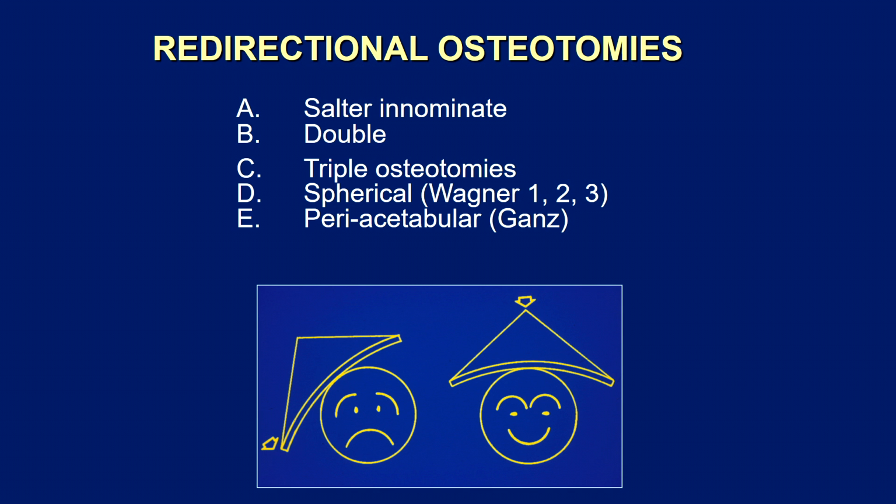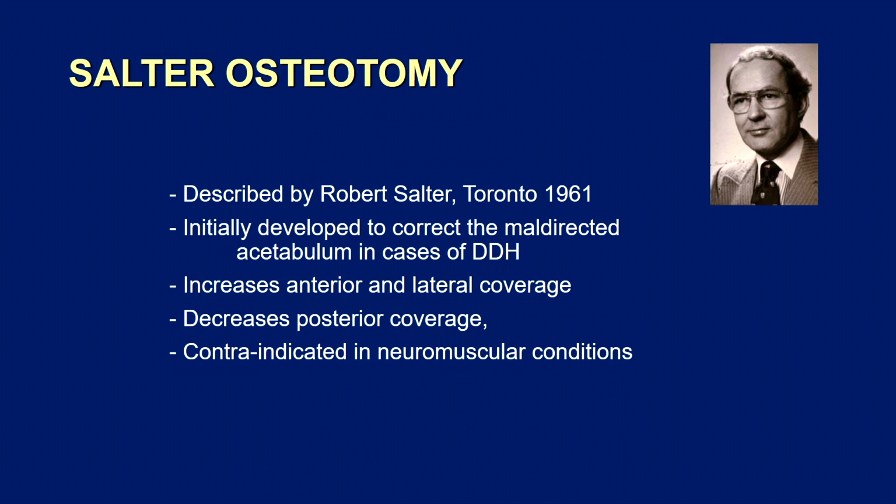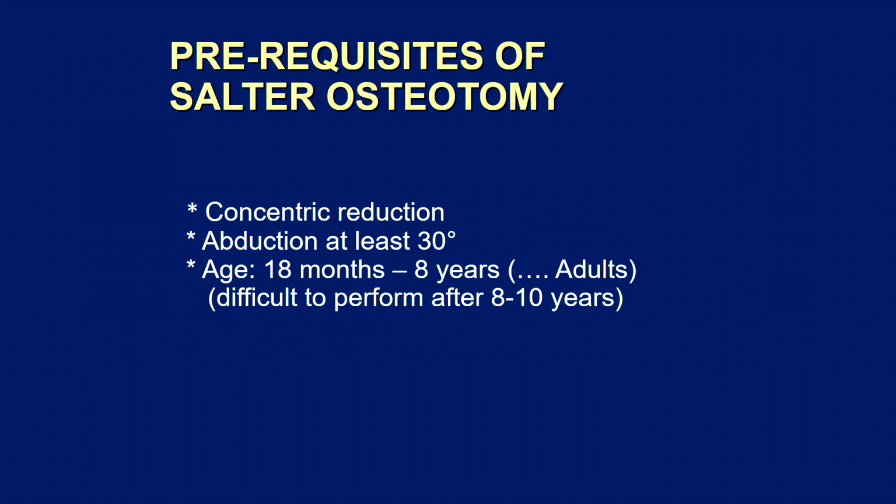So the first one, which is the most popular osteotomy, is the Salter osteotomy. He was the chief in Toronto, a big name in pediatric orthopedics. He developed it initially for DDH. It increases the anterior and lateral coverage, and we are going to see how. The most important thing is that it decreases the posterior coverage. Therefore, it's contraindicated in neuromuscular conditions because most patients with CP and arthrogryposis are sitting and they need the posterior coverage.